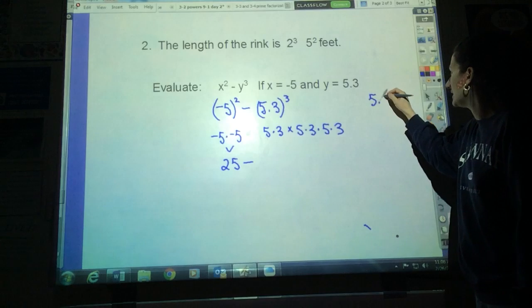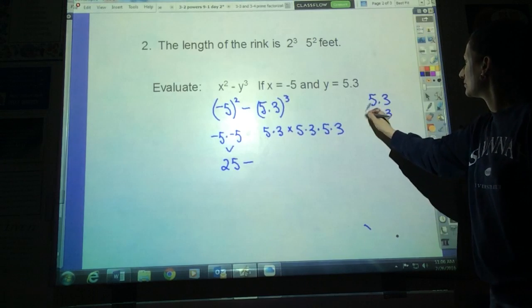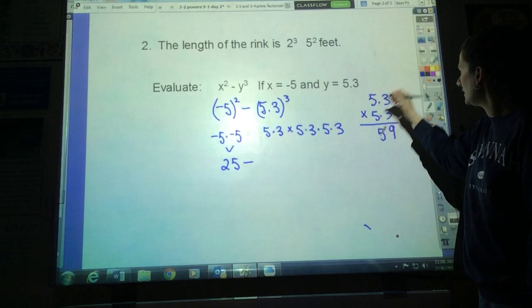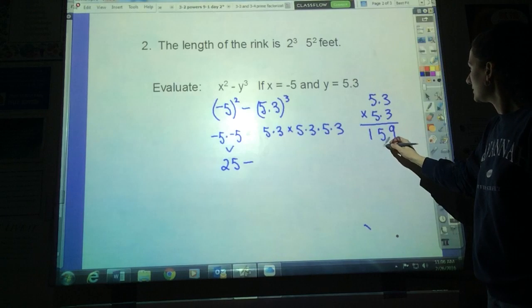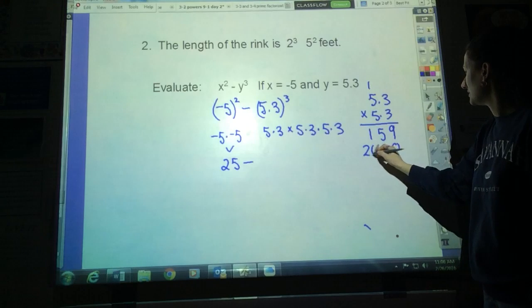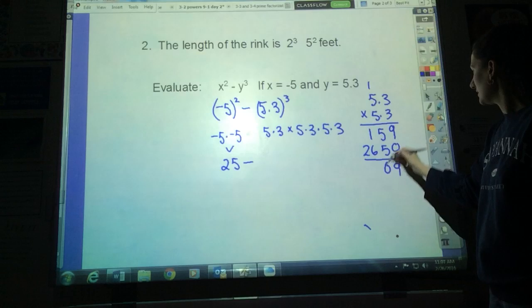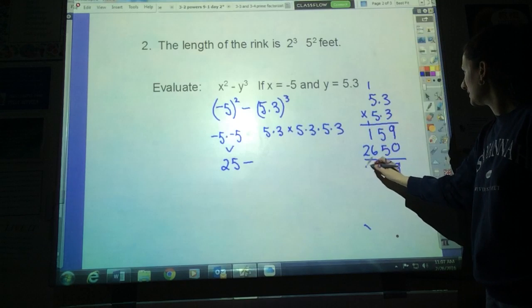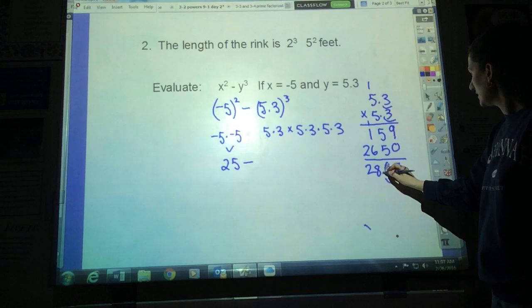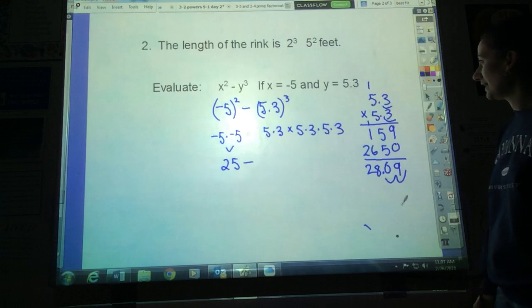Okay, let's see how you did. So 5.3 times 5.3. 3 times 3 is 9. 5 times 3 is 15. 3 times 5 is 15. 5 times 5 is 25. And 1 is 26. Now I'm going to line them up and add them up and carefully count the decimal places. So I get 28.09.